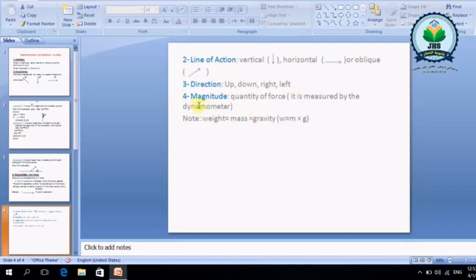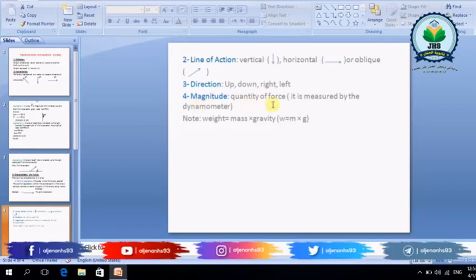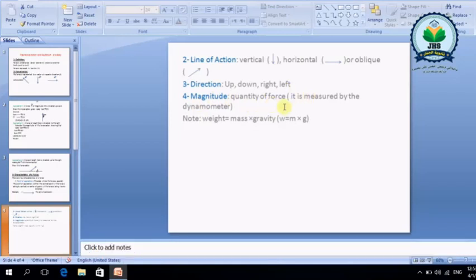The last one of the characteristics is magnitude. Magnitude is the quantity of force, yani how much the force is, yani how many Newton it is. Okay, how can I measure the magnitude? I can measure the magnitude of the force by using the dynamometer. It is an instrument used to measure the magnitude of the force.